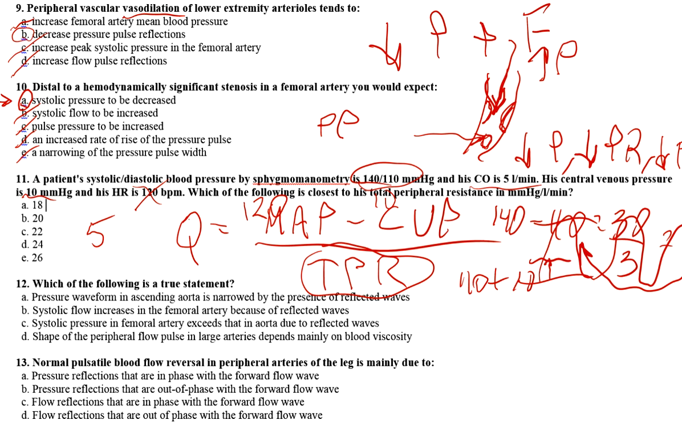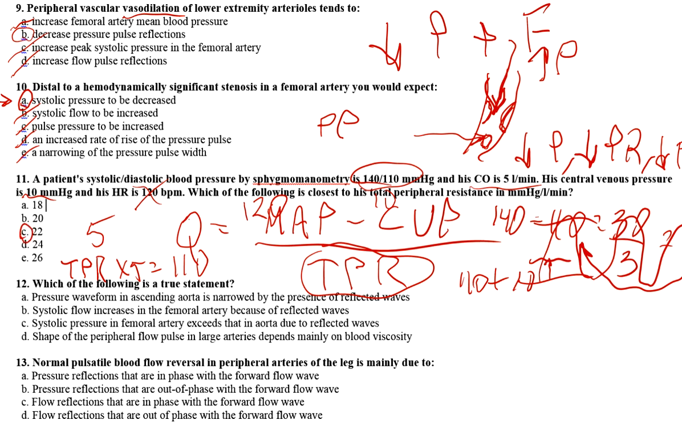Okay, so 120 minus 10 equals 110. And then what we would do, and I don't have enough space on here to do this, is we would multiply both sides by TPR. So what we'd end up with is TPR times 5 equals 110, and then we would divide both sides by 5, which would give us 22. 22 is the answer.